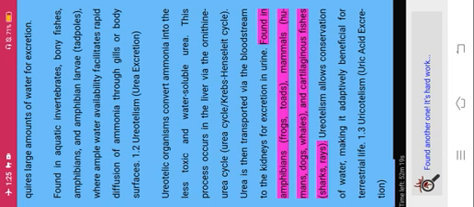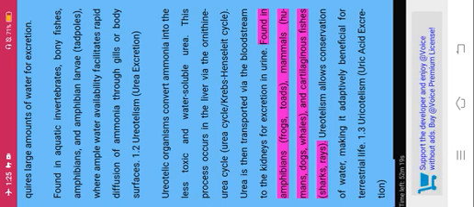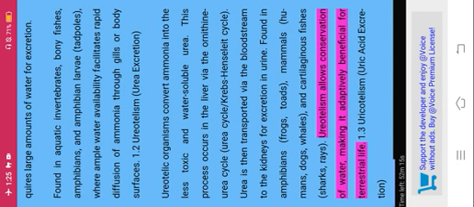Found in amphibians, frogs, toads, mammals, humans, dogs, whales, and cartilaginous fishes, sharks, rays. Ureotelism allows conservation of water, making it adaptively beneficial for terrestrial life.